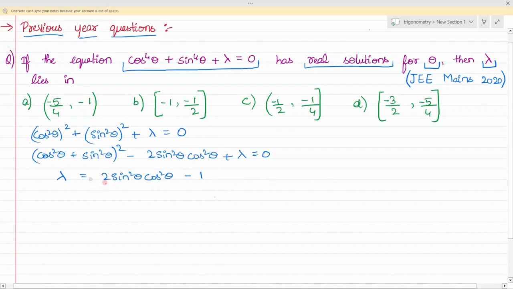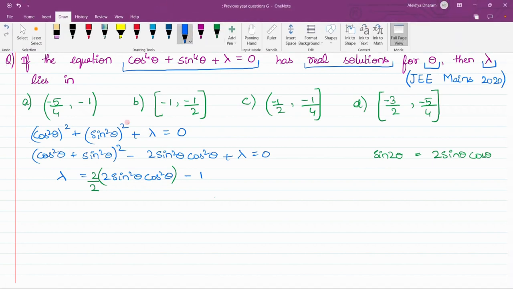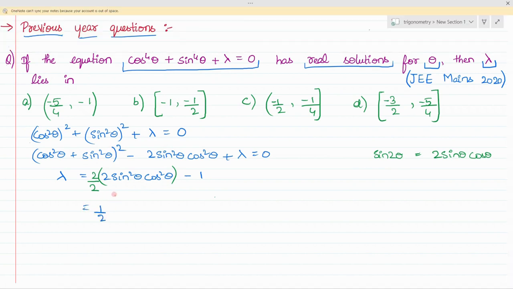Now, if you see, it is 2 sine square theta cos square theta. What's the formula of sine 2 theta? It is 2 sine theta cos theta, right? So to get into this form, we need to multiply this term and divide the term by 2. So when you do that, we can write it as half of (2 sine theta cos theta) whole square minus 1. This can be written as half of sine square 2 theta minus 1.